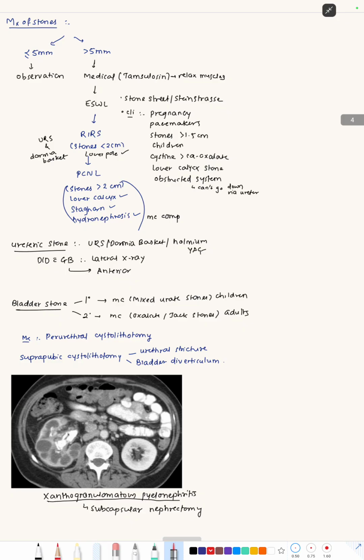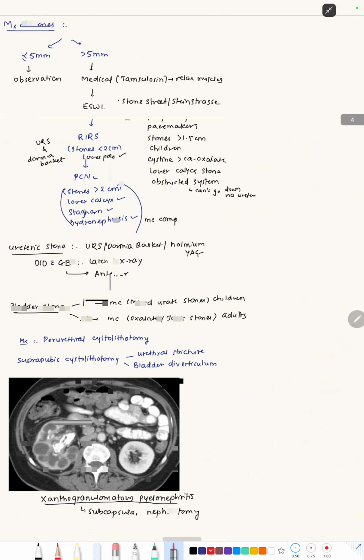can be divided into two types: primary and secondary. Primary is common in children, secondary is common in adults. In the primary, the most common is going to be the mixed urate stones, while in adults it is calcium oxalate or the Jack stones. Management is per urethral cystolithotomy, and suprapubic cystolithotomy is done when there is a urethral stricture or there is a diverticulum in the bladder.